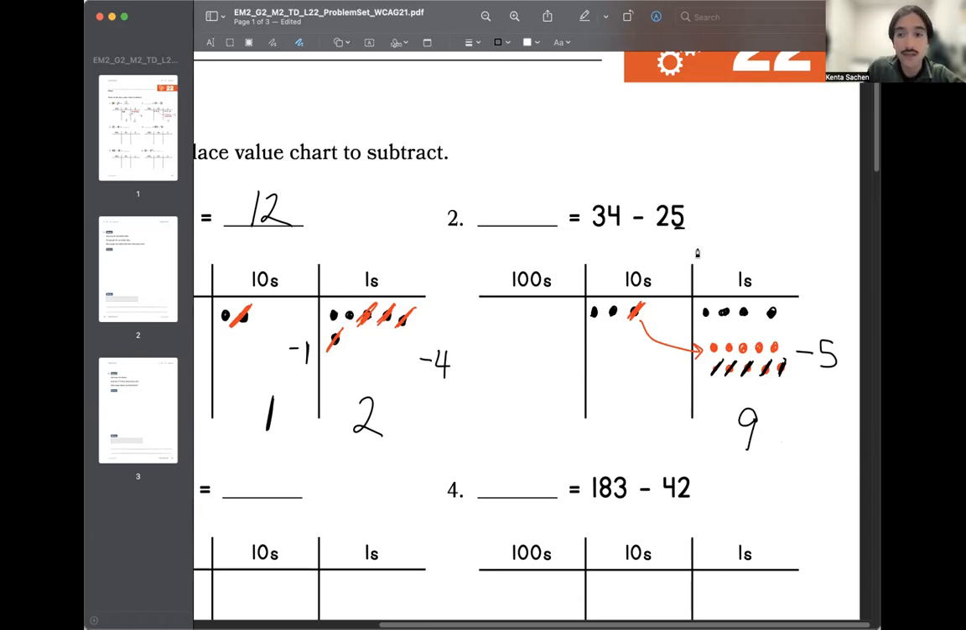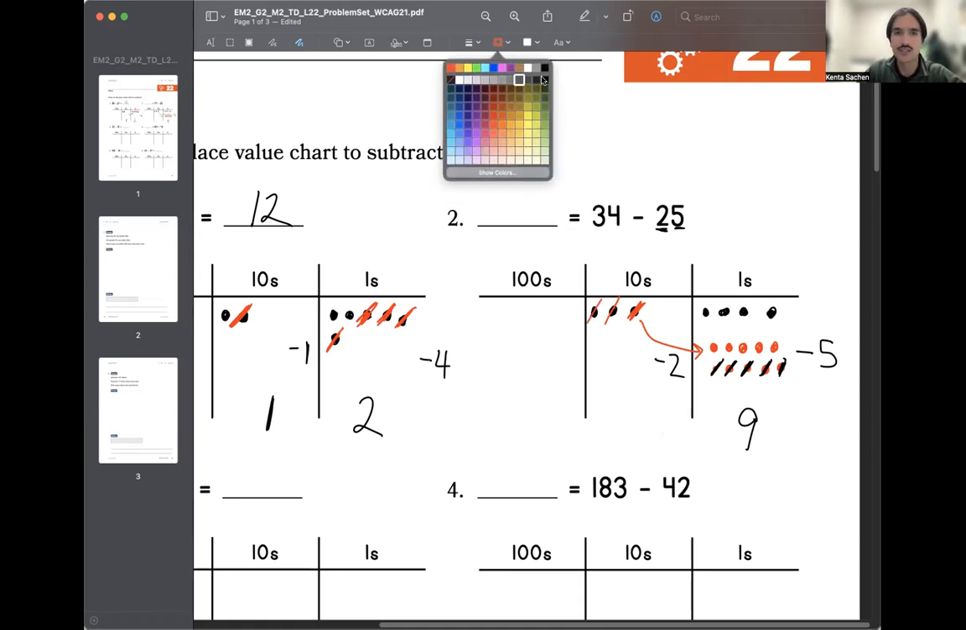Okay. So we're done subtracting our 1s. Now we need to subtract our 10s. So we're going to subtract 2 10s, or 20, from our 10s. Now this one doesn't count, right? Because this one we regrouped already. We need to subtract 2 from the ones that are left over. So 1, 2.